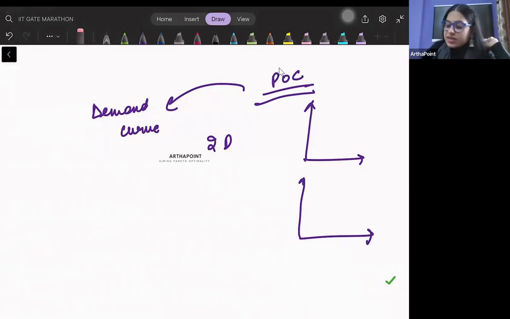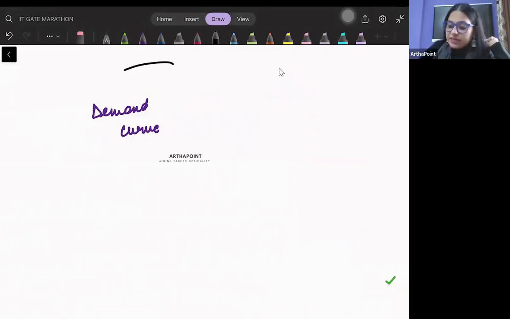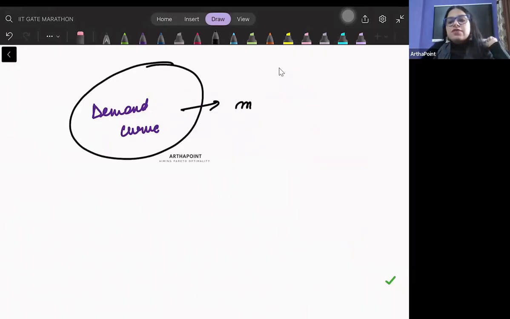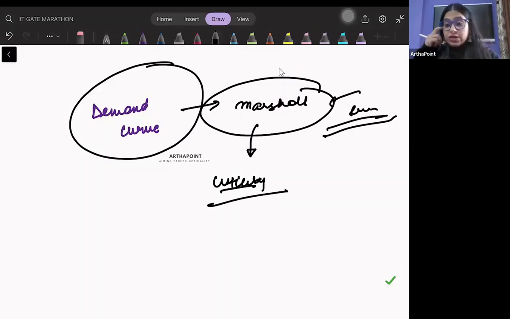But there is another way to derive the demand curve, and this derivation of the demand curve was given by Marshall. इसमें बहुत सारे there were multiple limitations. That is why it was not being used a lot. But ये derivation ये बोलता है that I can go ahead and I can derive the demand curve using the concept of utilities also, which we have never done. We did not go ahead and derive the demand curve based on utility.